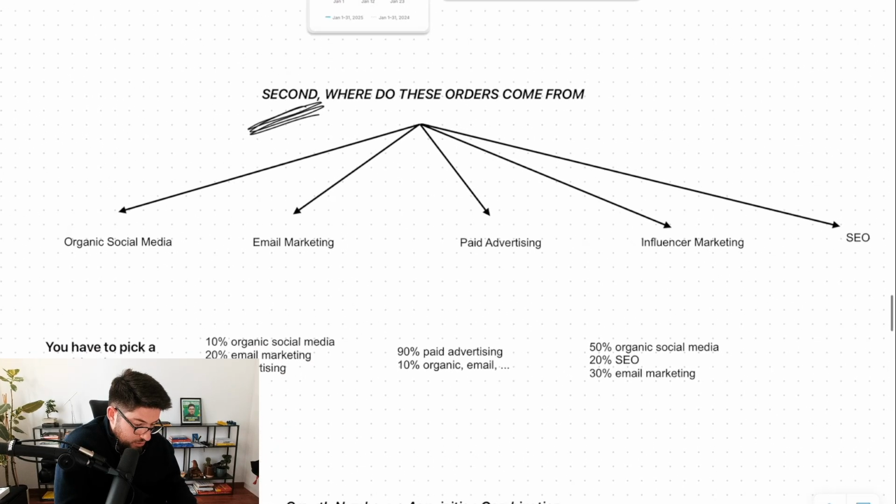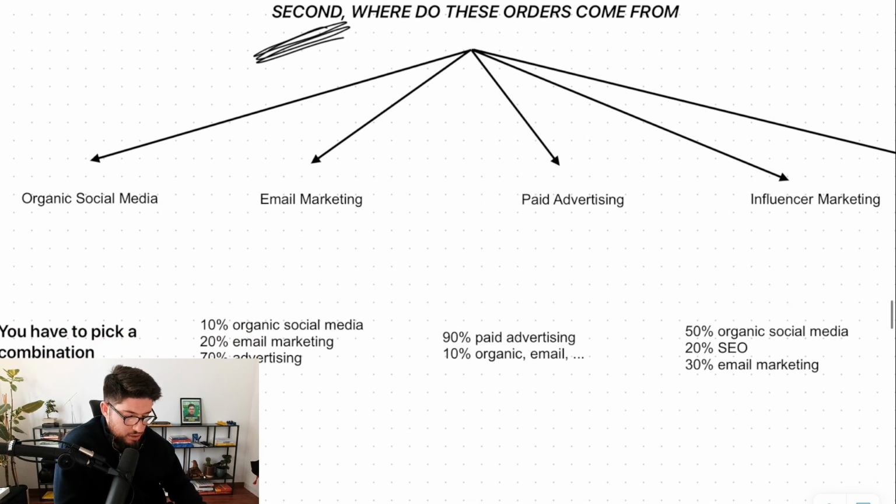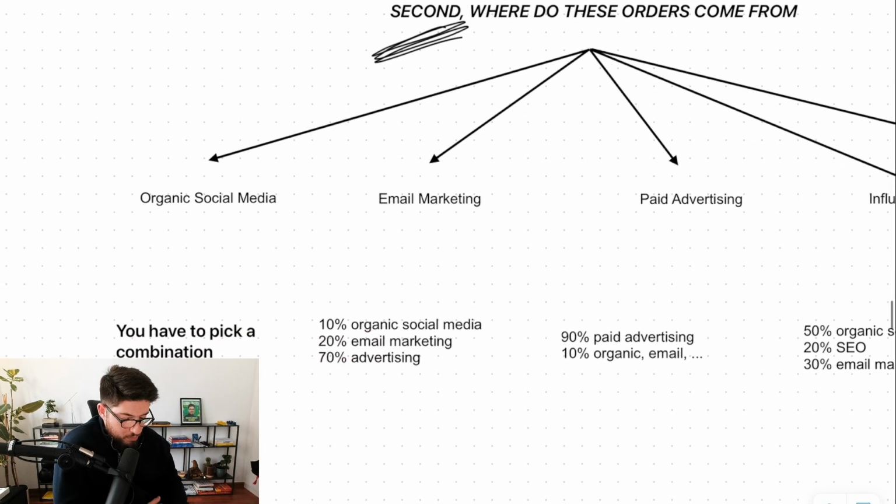Now, let's go into where do these orders come from. This is another decision. If you are making 20K a month, 50K a month, 80K a month, 95K a month, or if you're making 200K a month and you want to scale to 500, you have to make, again, a decision. So my orders can come from organic social media. They can come from email marketing.